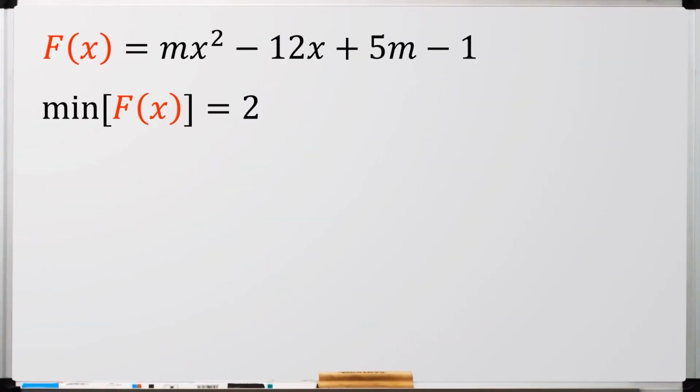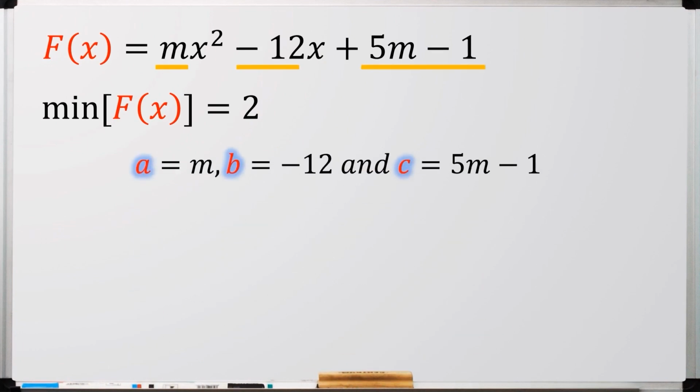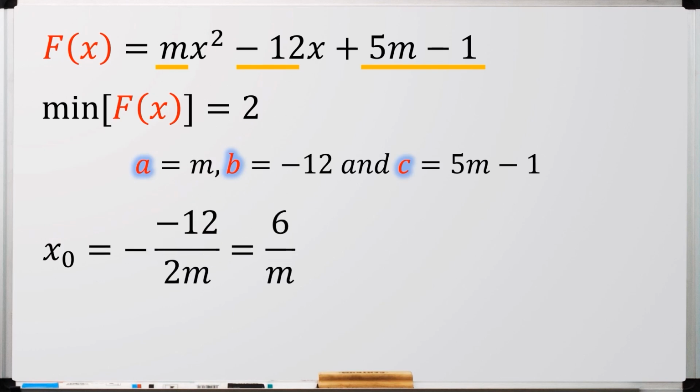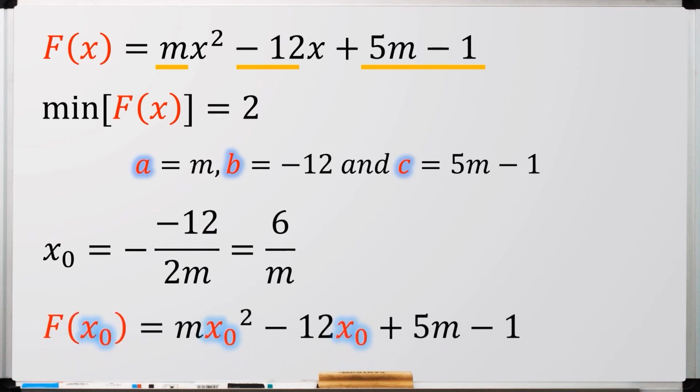Alright, let's tackle the question. As you can observe, A is m, B is negative 12, and C is 5m minus 1. The equation possesses a minimum value of 2. Therefore, it's crucial to note that A must be positive, otherwise it won't attain a minimum value based on the materials we've covered together. First, we find that x0 equals negative b over 2a, so x0 is 6 over m.